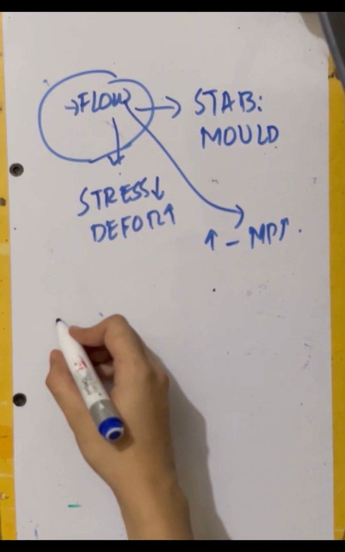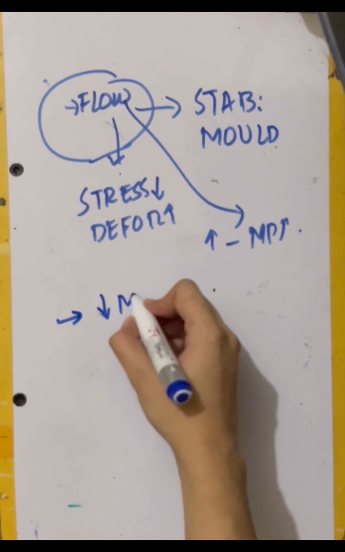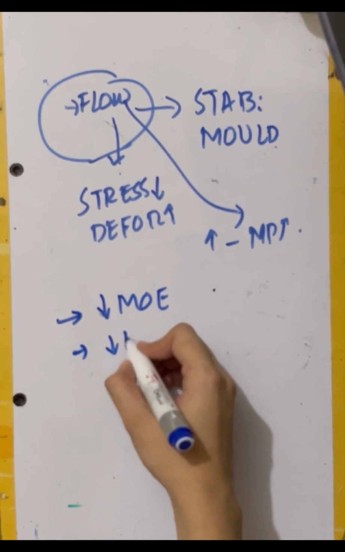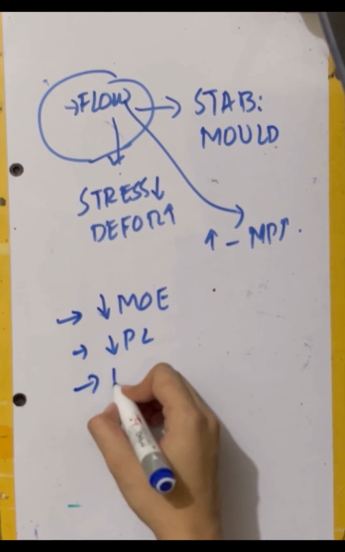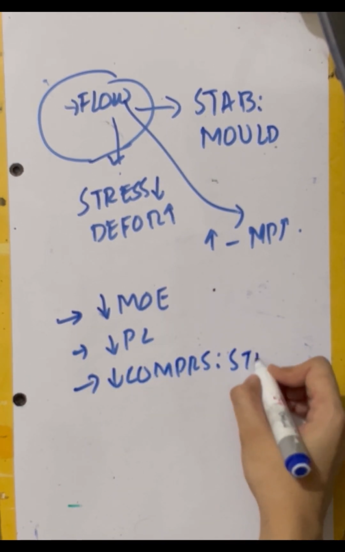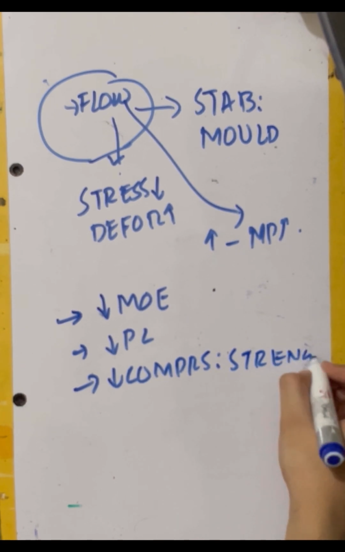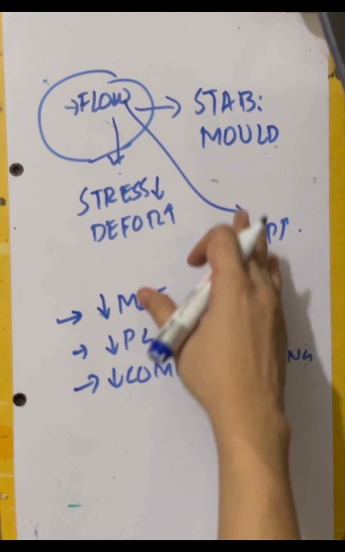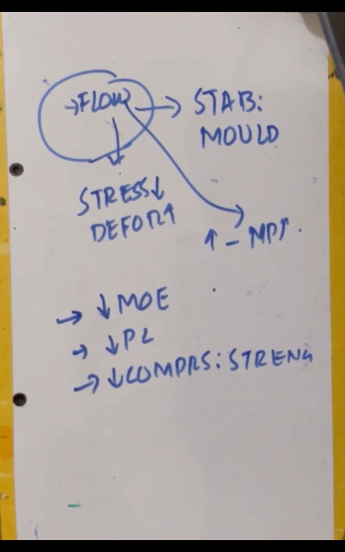The second mechanical property is that waxes have a low modulus of elasticity, low proportional limit, and decreased compressive strength. So the flow should be considerable at the molding temperature, but it should be little at mouth temperature. This was all about dental waxes.